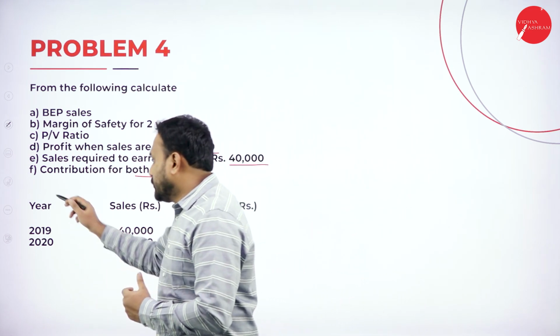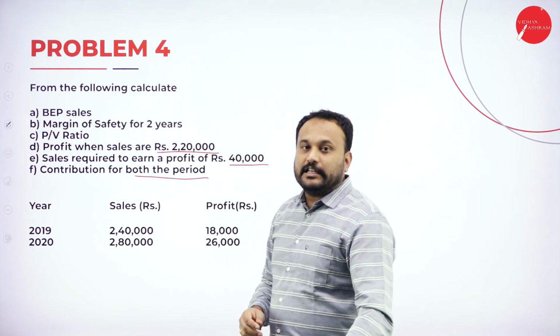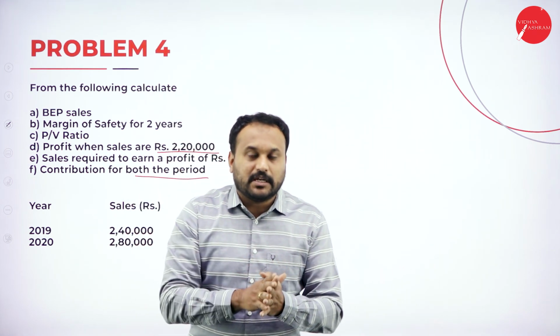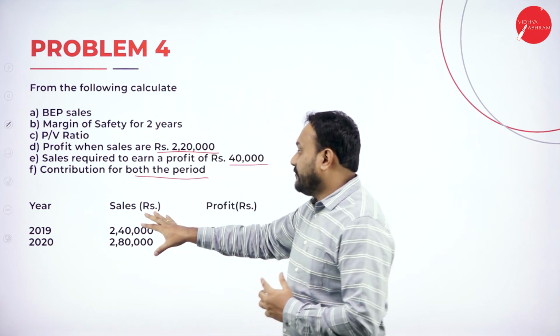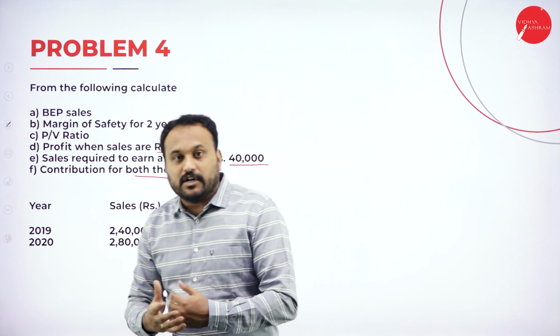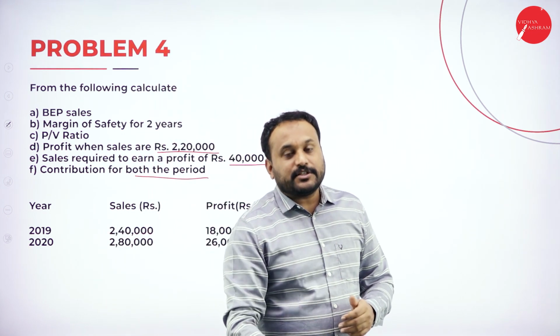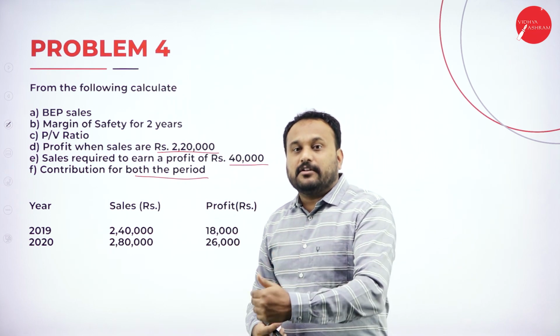Now what exactly these 2 years sales and 2 years profit is? Now you may feel that, so problem 1, 2 and 3, we have never seen these kind of a problem. Where is our variable cost? Where is our fixed cost? We don't have anything. What exactly we are supposed to do? Understand. This is one of the other pattern of marginal costing.